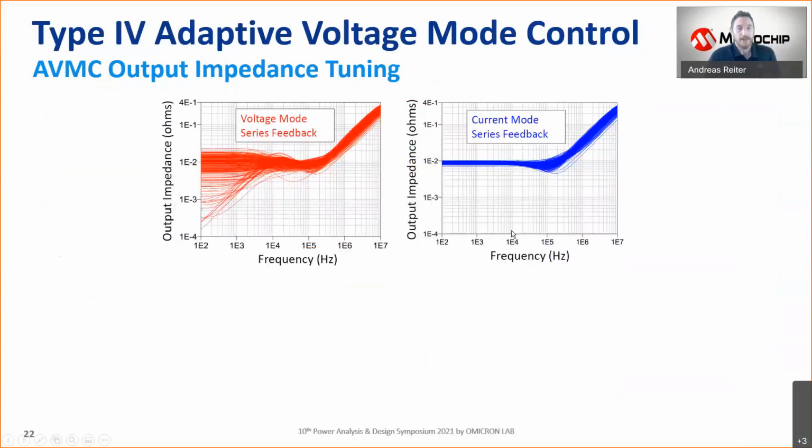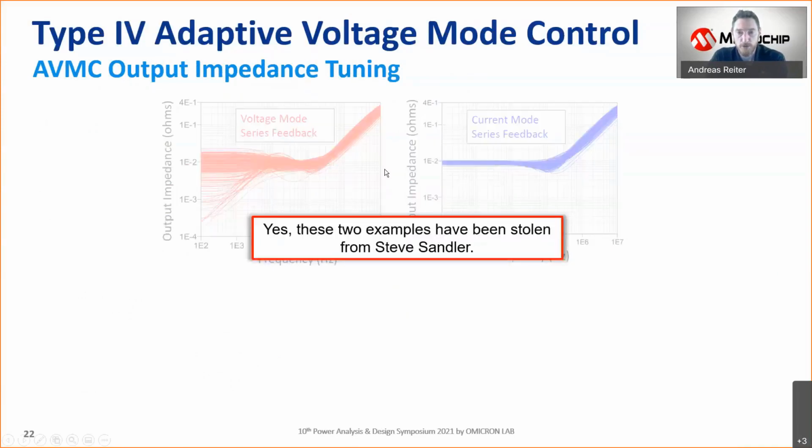Okay, so when we have voltage mode instead of current mode, this has significant influence on the output impedance of the converter. And as I mentioned, our target should be that we try to minimize the output capacitor. So what's wrong with voltage mode control? By the way, I've stolen these two charts from Steve Sandler, so should he already be on the call, I apologize, but they're really cool, and so I had to steal them.